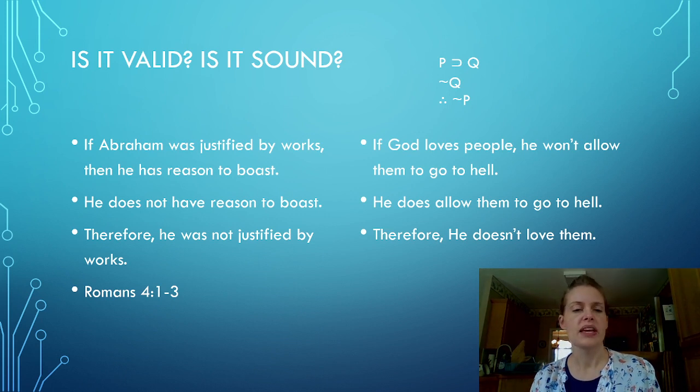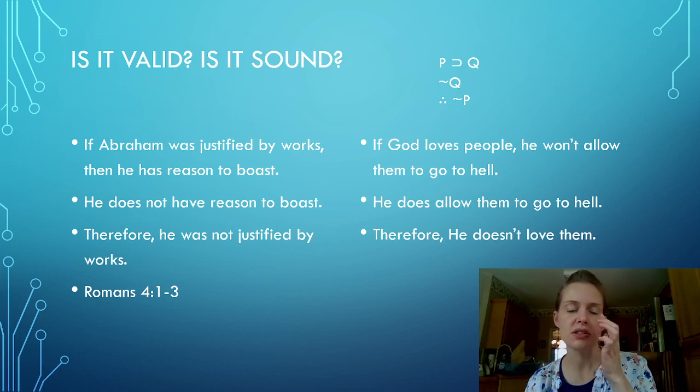The first one, from Romans 4: If Abraham was justified by works, then he has reason to boast. Let's deny that last part. He does not have reason to boast. Therefore, he was not justified by works. We're able to deny the consequent. Okay, so that's a modus tollens.